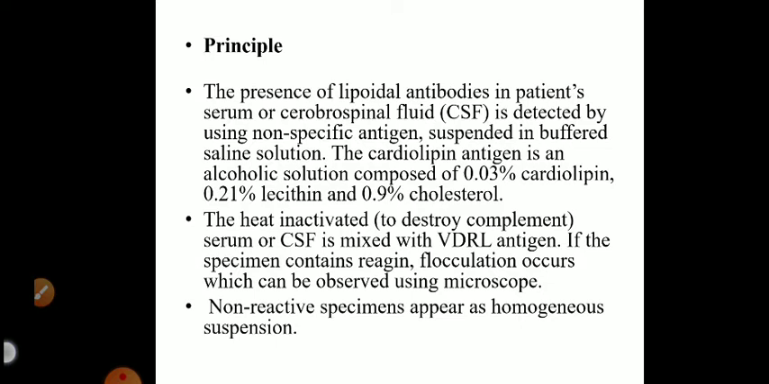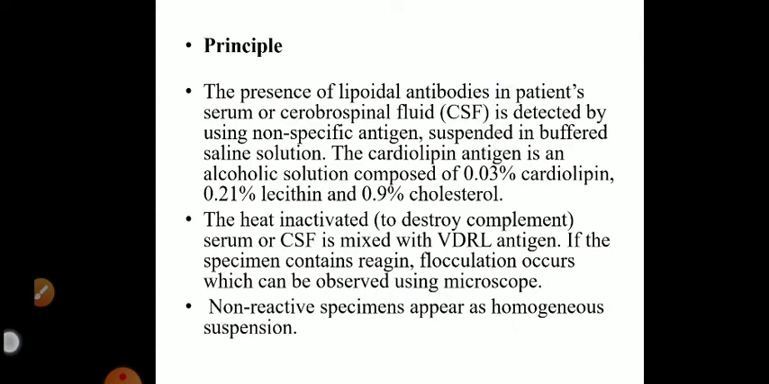Now, we look for anti-lipoidal antibodies in the patient's serum or CSF. In the final stages, the disease reaches the brain, so CSF may also be used as a sample. We detect these antibodies by using a non-specific antigen suspended in buffered solution. What is it? The cardiolipin antigen. It is actually an alcoholic solution which contains cardiolipin, lecithin and cholesterol.